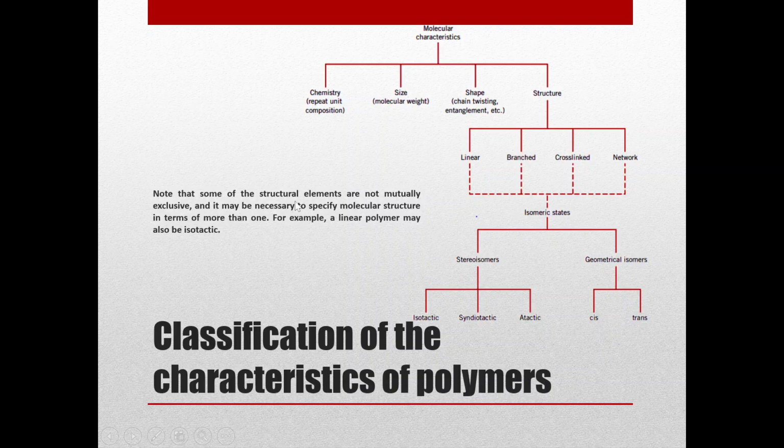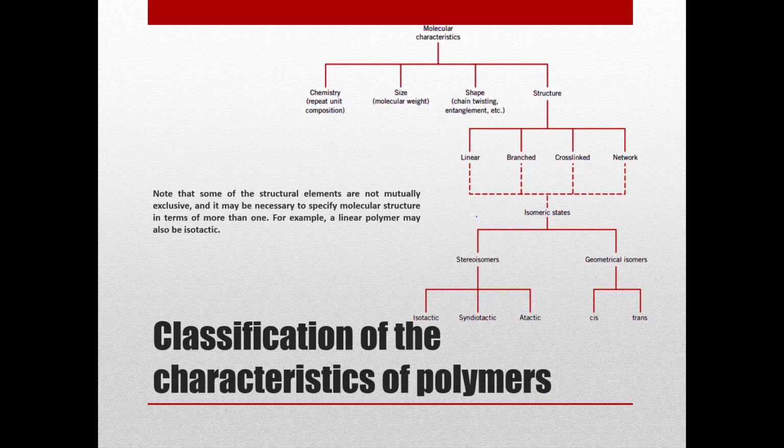One thing to note here is that some of the structural elements are not mutually exclusive. Although it looks like a classification, the properties may not be mutually exclusive. For example, it may be necessary to specify molecular structure in terms of more than one. A linear polymer may also be isotactic. So it is not the case that if it is linear, it will not be isotactic, and so on. The structural elements are not mutually exclusive; both of them can coexist in the same polymer.